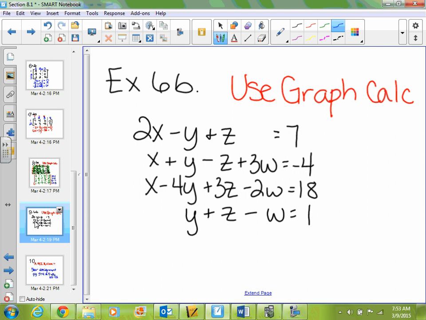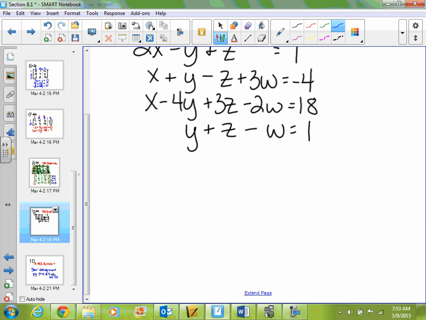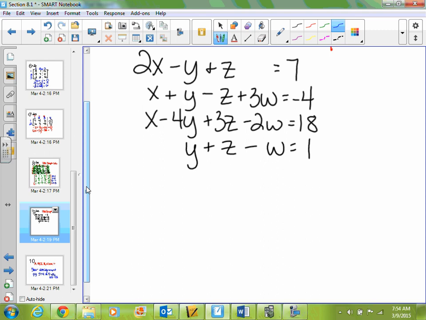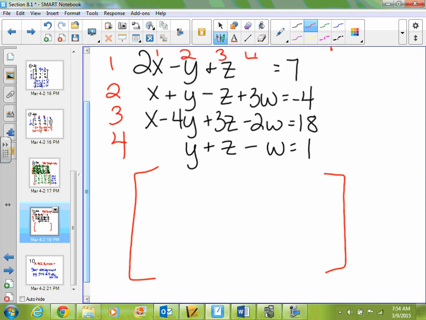Okay, so let's do the same thing then for 6b, where we're given the system 2x minus y plus z equals 7, x plus y minus z plus 3w equals negative 4, x minus 4y plus 3z minus 2w equals 18, and y plus z minus w equals 1. First thing we have to do is turn this into an augmented matrix. So I know that I'm going to have a 1, 2, 3, 4 by 5 matrix again.